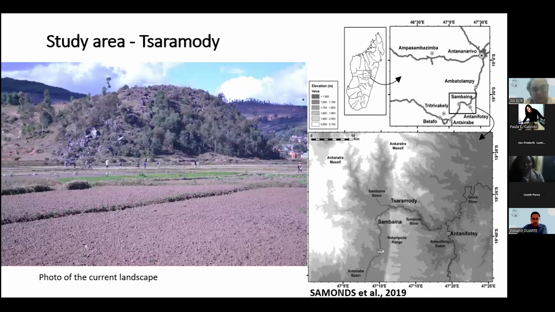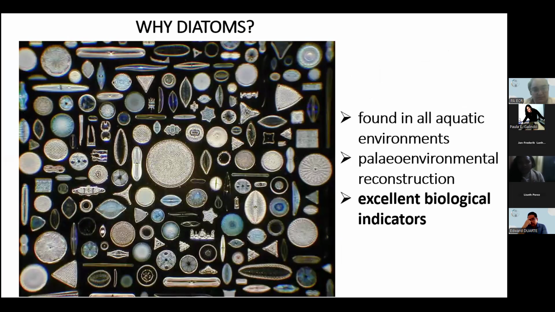So we see here this site, actually the rest of the vegetation, and the population uses this site like a rice field and a cabbage field. And why do I use diatoms? Because diatoms are found in all aquatic environments, and they are an excellent bioindicator for paleoenvironment reconstruction.